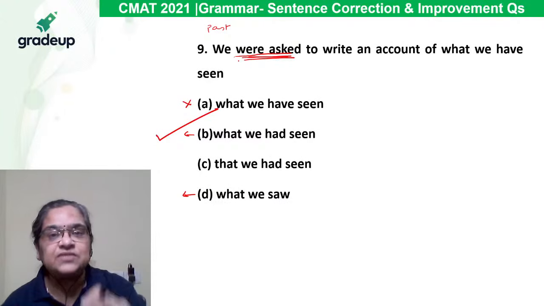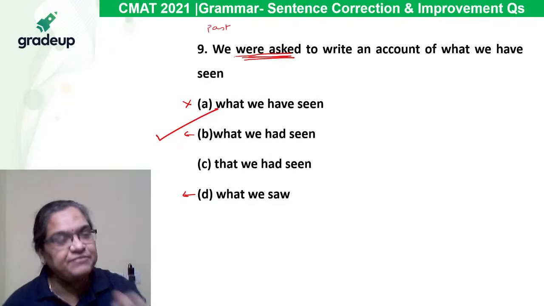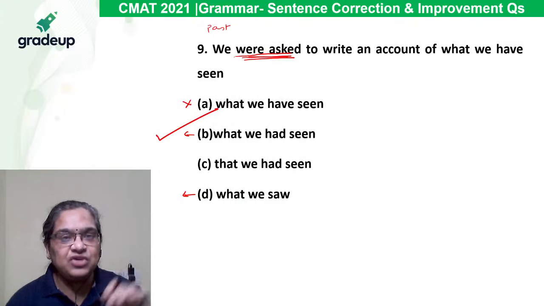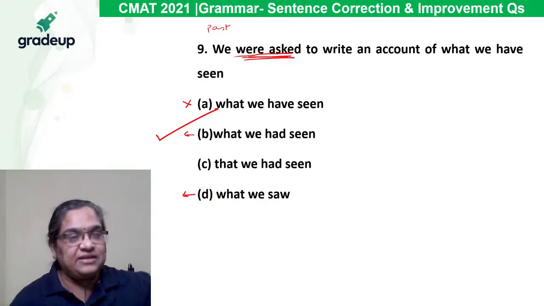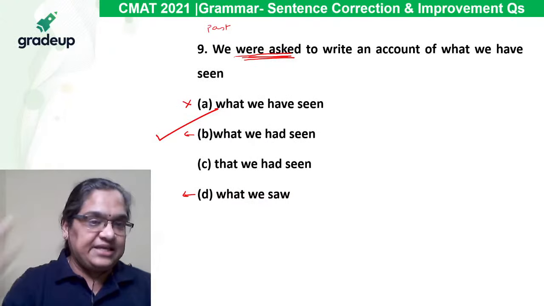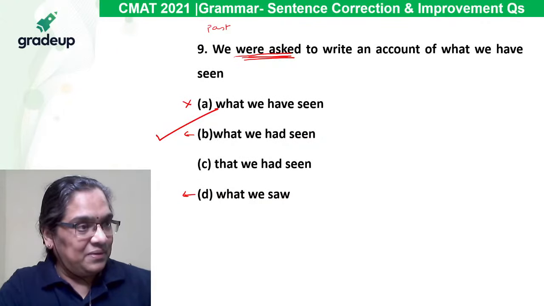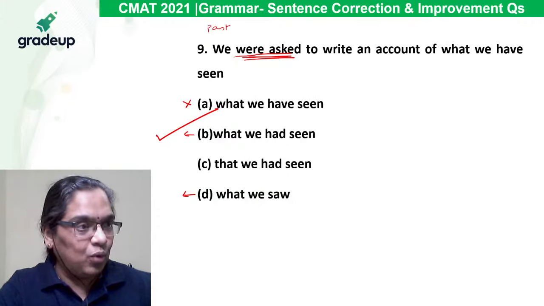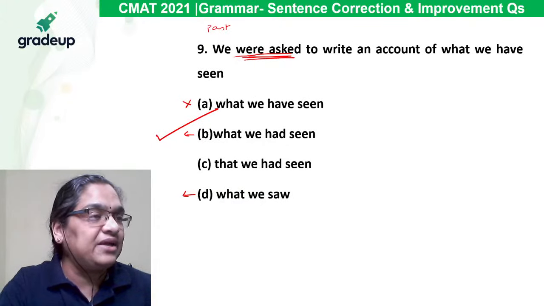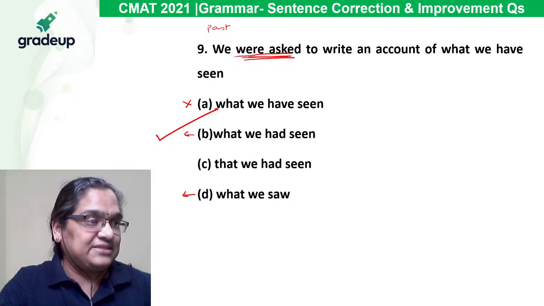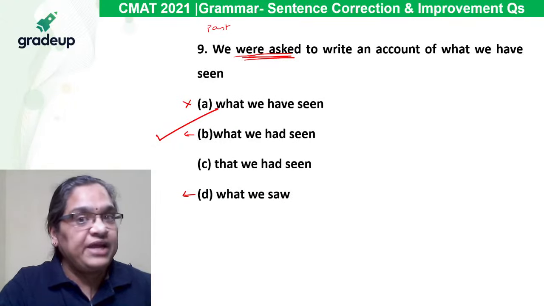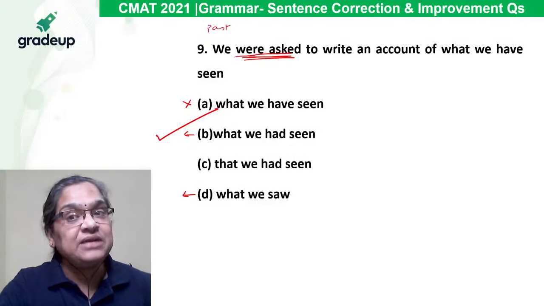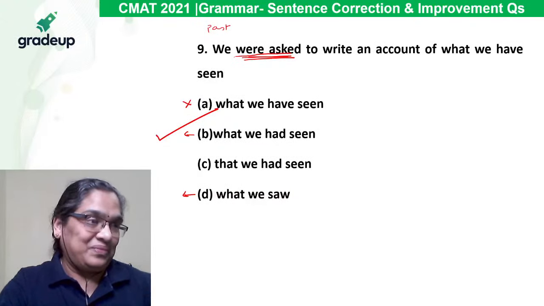He asked us what we saw. Put it in passive voice: I was asked what I had seen. Therefore, it will be what we had seen. So the answer is B. The meaning is shown by both, but since the whole thing is in the correct tense, yes, what we had seen is the correct answer. No, what we had seen. What had we seen becomes like a question. You understand?